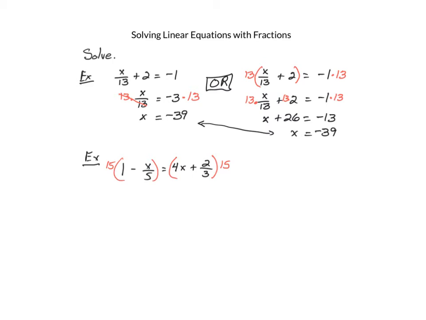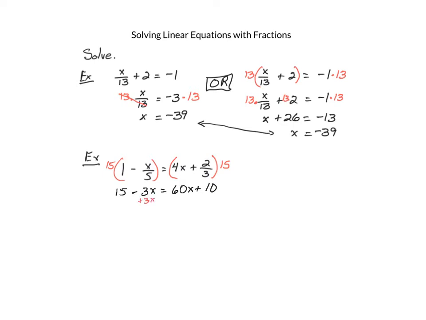So when we distribute the 15 on the left-hand side, we'll have 15 minus 3x. And when we distribute the 15 on the right-hand side, we'll have 60x plus, let's see, our 3 cancels, and we have 5 times 2, and we have 10. And now we have a simpler looking linear equation. We need the x's on the same side. You can choose to subtract 60x from both sides or add 3x. I'm going to just choose to add 3x to both sides.